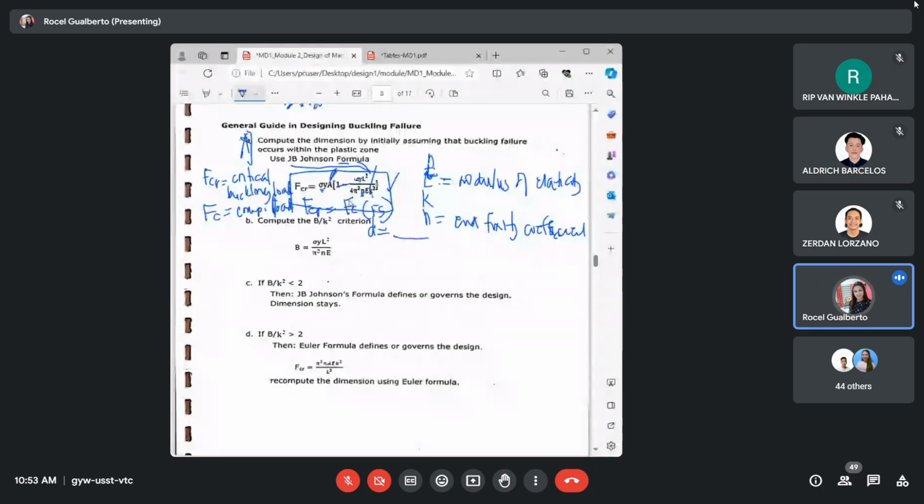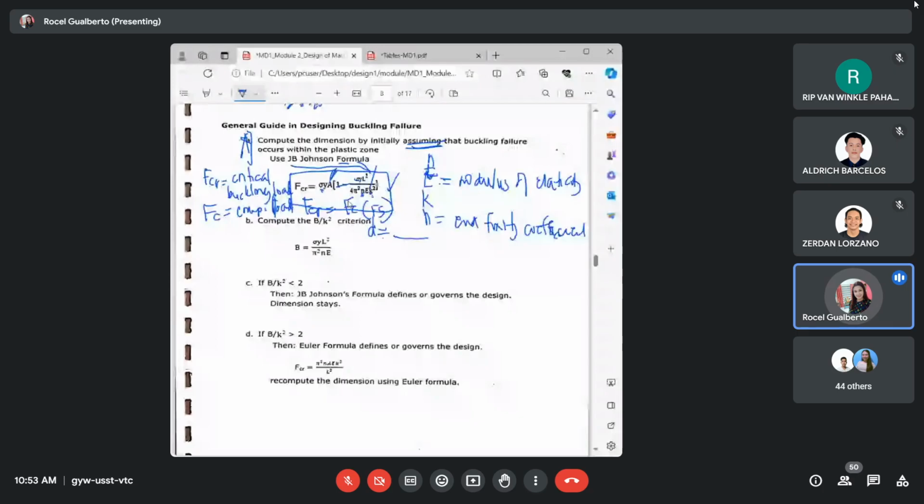So, ito po yung sagot natin. At tanong lang po ay, tama po ba yung sagot po natin na ito? Okay? So, yun po yung i-verify natin kung tama yung sagot natin ito. Okay? So, bakit po need natin na i-verify? Okay? It is because we started with an assumption. Okay? We assume that this is an intermediate column and we assume to use the JB Johnson formula. Okay? Kumbaga, assumption lang po yung ginamit natin na equation. Okay? Assumption then that the failure is at the plastic zone.